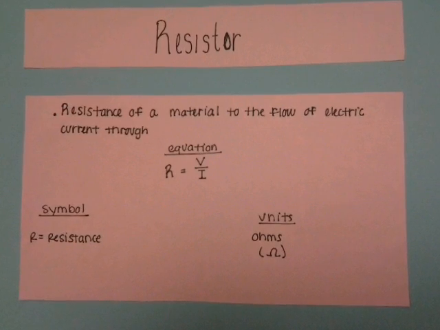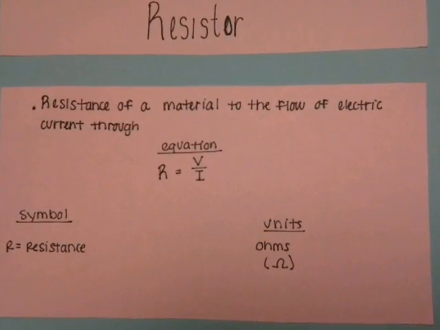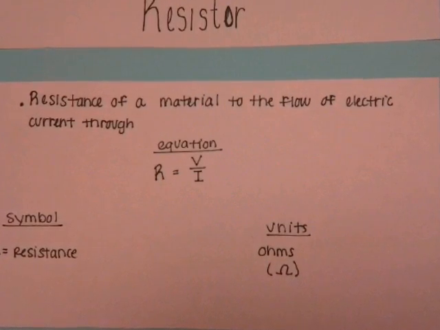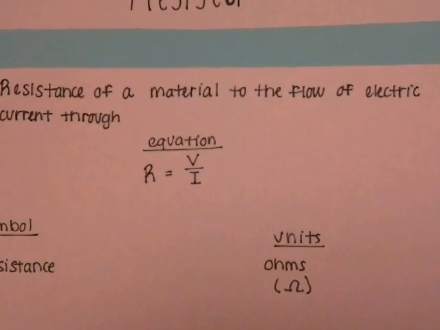Resistor. The resistor is the resistance of material to the flow of electrical current through a circuit. The symbol for resistor is R. The units is ohm, and the equation is R equals V divided by I.